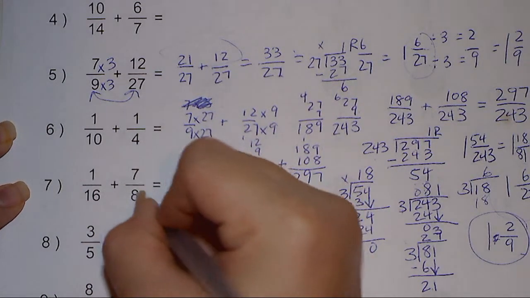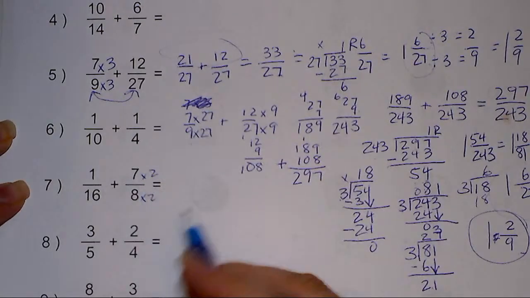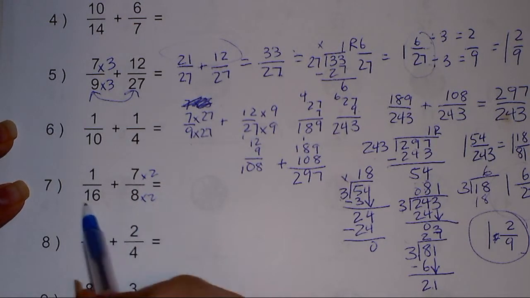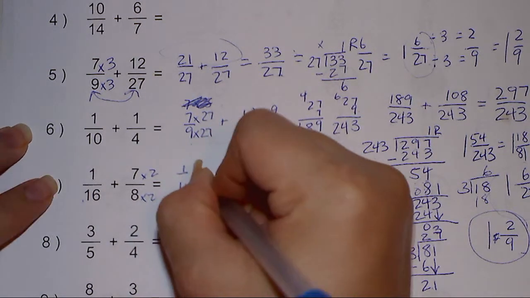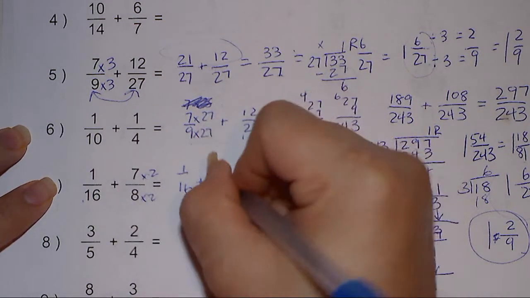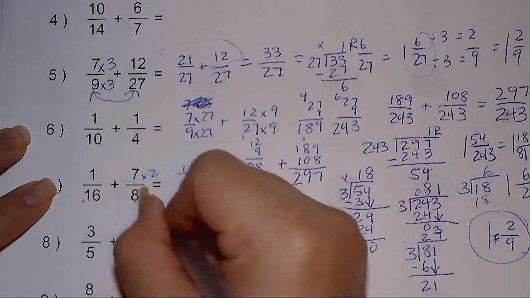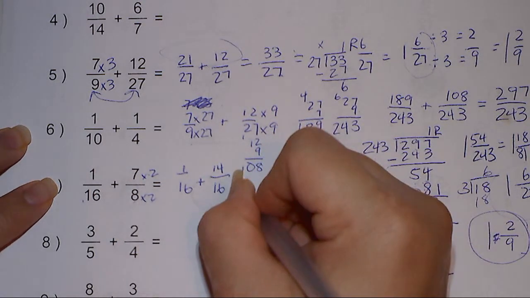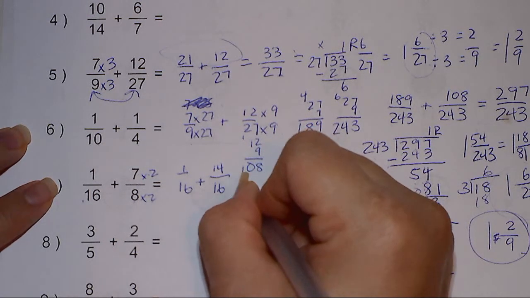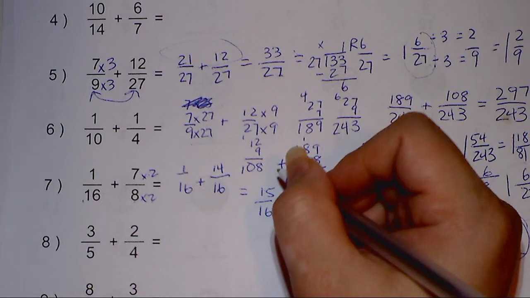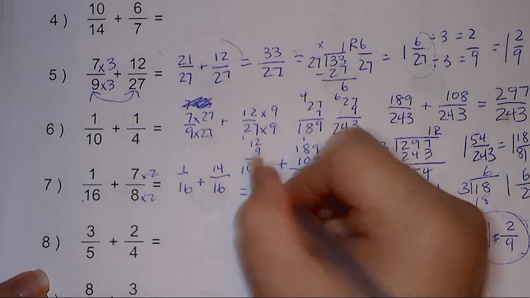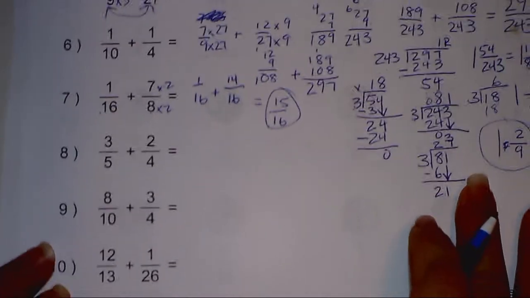So times 2, times 2. Why times 2? Because 8 times 2 is already 16. So 1 over 16 plus 7 times 2 is 14. And 8 times 2 is 16, which equals, I ran out of room, which equals 15 out of 16. Okay? So let's look at number 9.